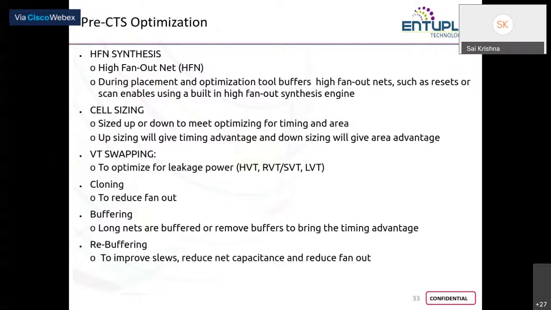In either way, your timing might get better, but you will have to compromise on your area and power, because when you're increasing the cell size, the area occupied increases as well as the power consumed. But because you have a higher cell, your signal is pushed faster, and so your setup slack will become more positive. Okay. However, this cell sizing is the last option that we retreat to. We'll come back to BT swapping, cloning, buffering, and rebuffering towards the end.